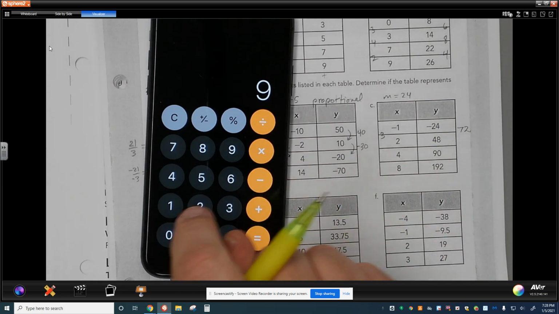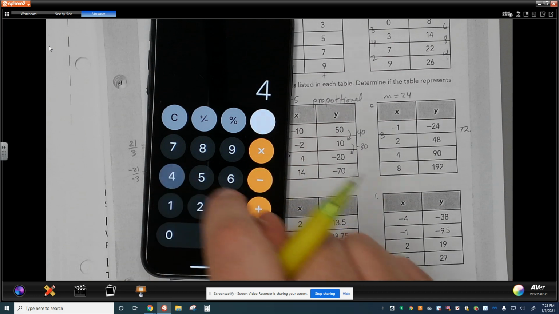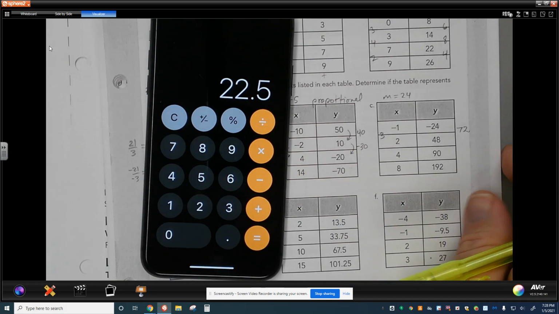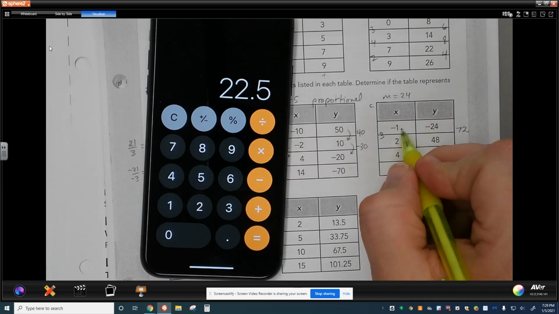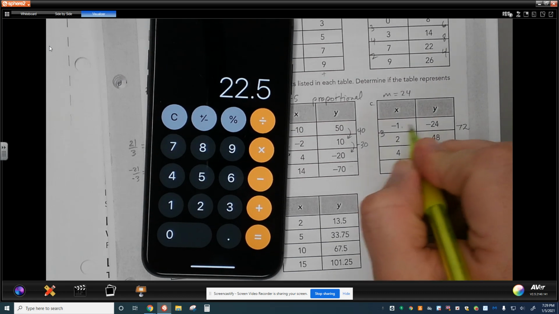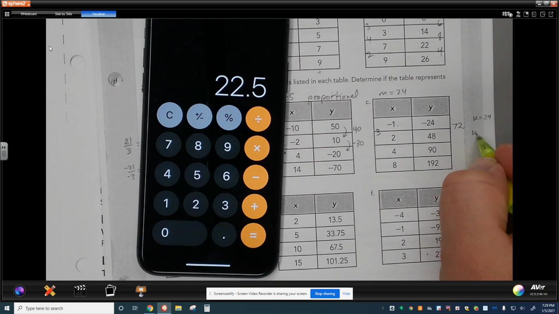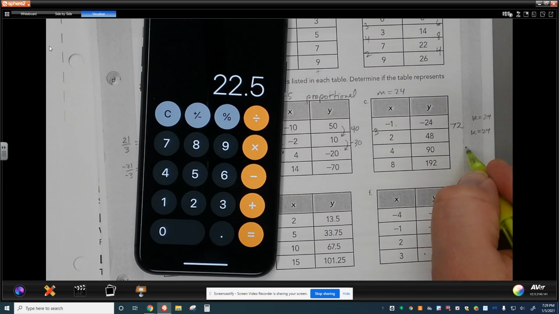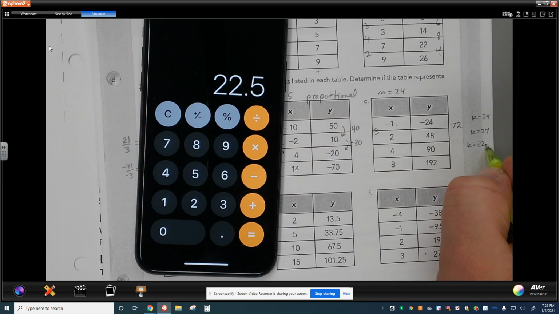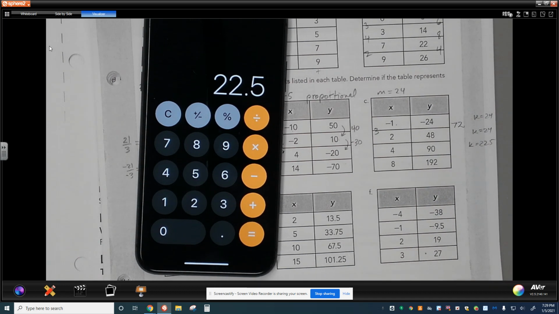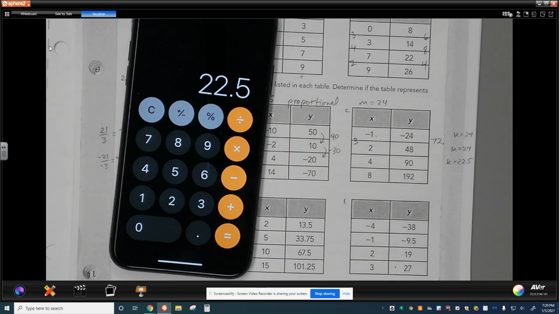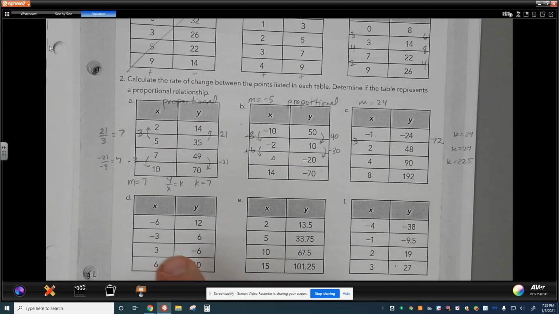I want to double check, 90 divided by 4 is not 24. Since y divided by x, k was equal to 24, k was equal to 24, and k was now equal to 22.5, which means that this is not proportional because we didn't keep the same constant of proportionality. You get the idea. Do that for D, E, and F.